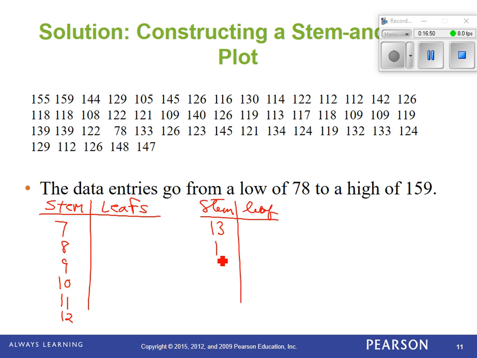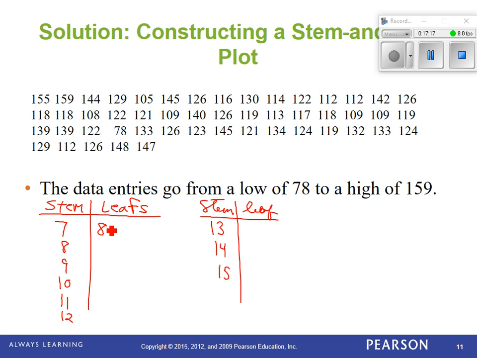13, 14, 15. Then when you put in your numbers, you're gonna put 8 right here. That's the only one in the 70 stem. Then we just go down through here and we're gonna put in all of the ones that are in the 10 stem. That's right there.